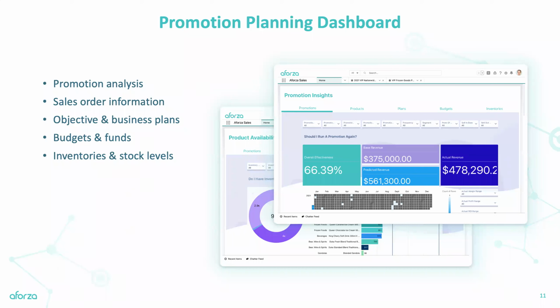So there are two new sets of dashboards that we've introduced in this release. The first is our promotion planning dashboard. And this lets you do high-level promotion analysis. It lets you look at your sales order information, so what has actually been selling into your customers. And it looks at your objectives and business plans, your budgets and funds, and your inventories and stock levels. So this is your high-level, over-the-top analysis of your promotions. And it lets you drill down and look at the details of an individual promotion if you need to as well. But this is a great tool for measuring the effectiveness of your promotions and understanding what's worked and what hasn't worked. I'll give you a little demo of that in a second.